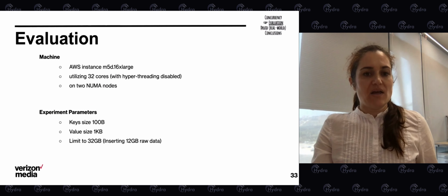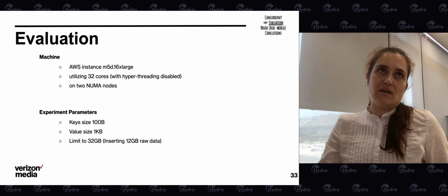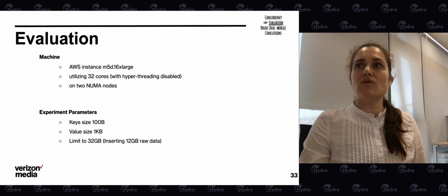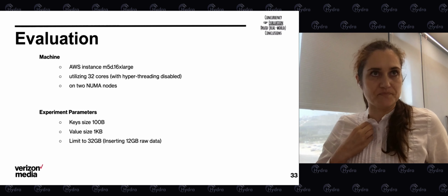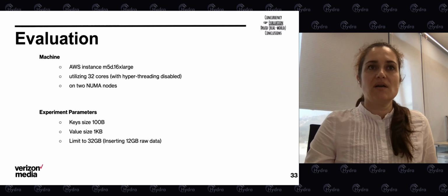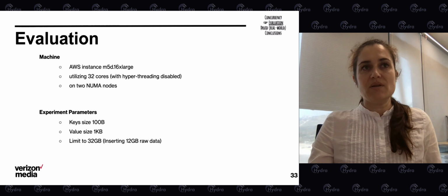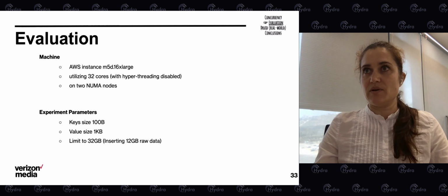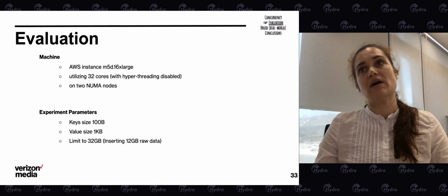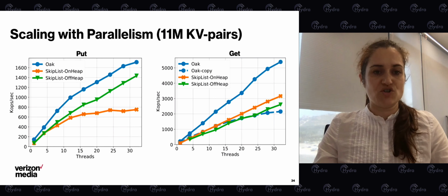Let us continue. So I'm going to present you the evaluation of Oak, which was done in the Amazon Cloud. We use a machine with 32 cores with 2 NUMA nodes. Our key size is 100 bytes and value size is 1 kilobyte. We limit ourselves to 32 gigabytes of RAM, and we insert 12 gigabytes of data. But it was a small experiment, just to show you the concurrency and the throughput, which was the main interest of this evaluation.